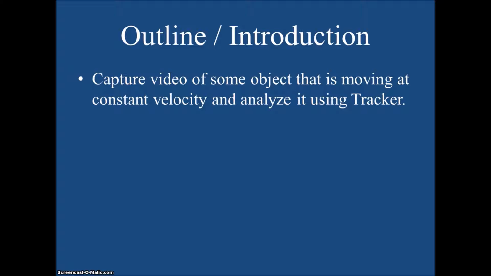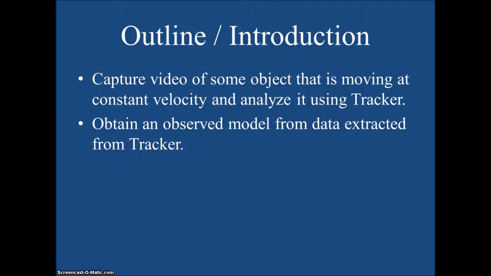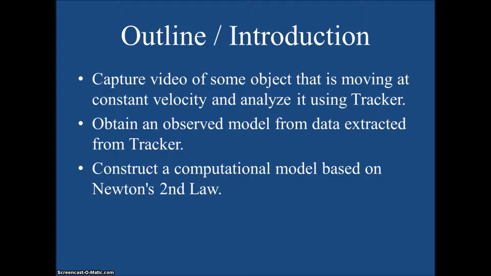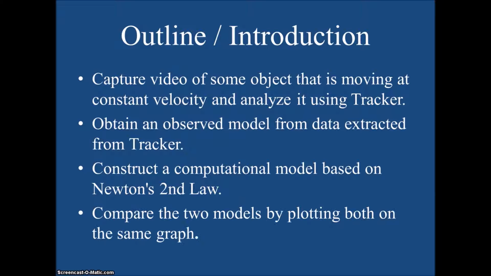In this lab, a basketball was rolled across the floor. The video is then analyzed through a program called Tracker. With the data extracted from Tracker, an observed model of the position versus time graph is created. Using some of the information found from Tracker, a computational model is created by using Newton's second law coded in Python. This model is also a graph that displays position versus time. Comparing the two models of the same graph gives us the answer to our question.